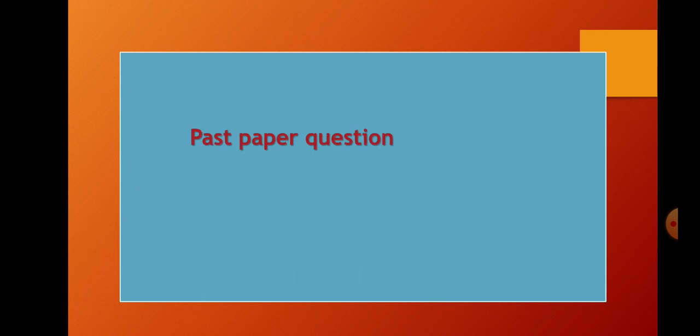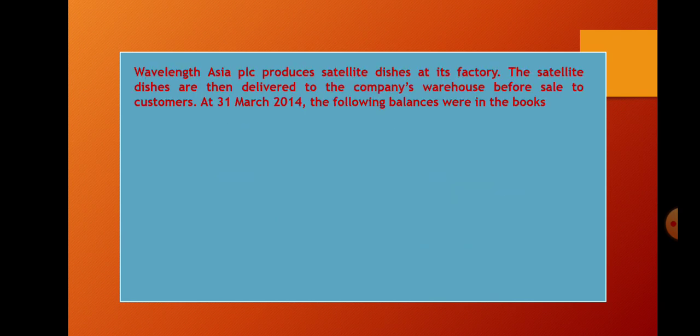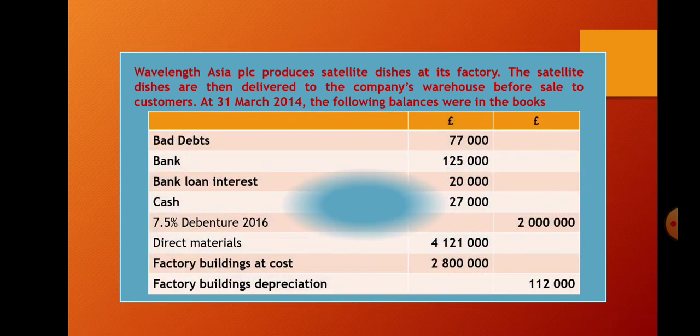Now let us start with a past paper question which is from Unit 2, June 2014, question number 1. Here goes the question. Wavelength Asia PLC produces satellite dishes at its factory. The satellite dishes are then delivered to the company's warehouse before sale to customers. At 31st March 2014, the following balances were in the books.